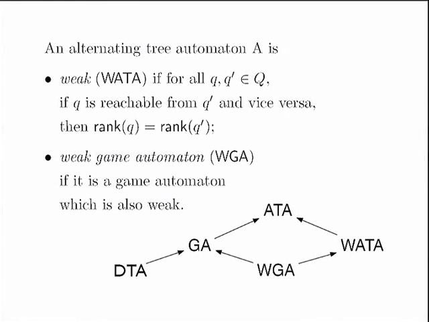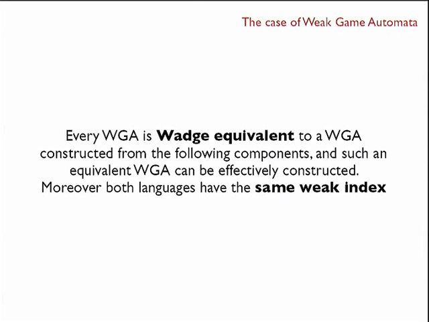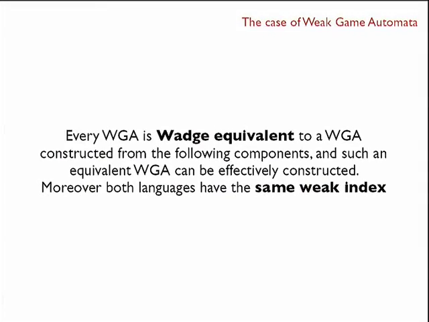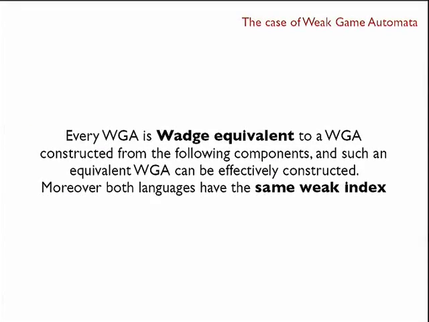So the picture is like this. Here are the deterministic automata for which we know how to decide things. And on the right, you get the weak game automata, for which we didn't know anything, but now we do. We managed to show that for every weak game automaton, you can find a wedge equivalent automaton of a very special kind. This special kind is obtained by using several very, very simple constructions. You can look at such a canonical automaton as if it were a term that you construct with these operations. This automaton, the canonical one, can be effectively constructed, and it also has the same weak index.